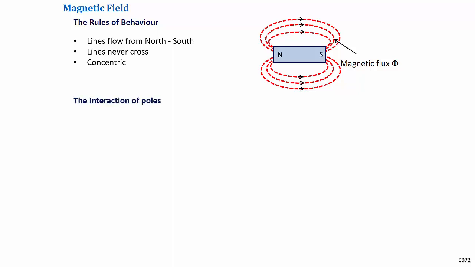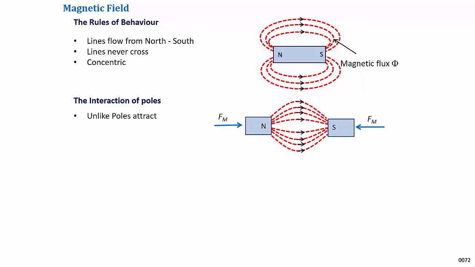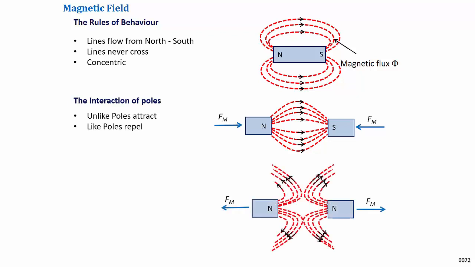From these rules, it is possible to explain the interaction between magnetic poles. Since the lines always flow from a north to a south pole, if two unlike poles are brought together, then the flow lines will link the two poles, pulling them closer together. Hence, unlike poles attract. If two similar poles are brought together, this compresses the fields, pushing the two poles apart. Like poles repel.